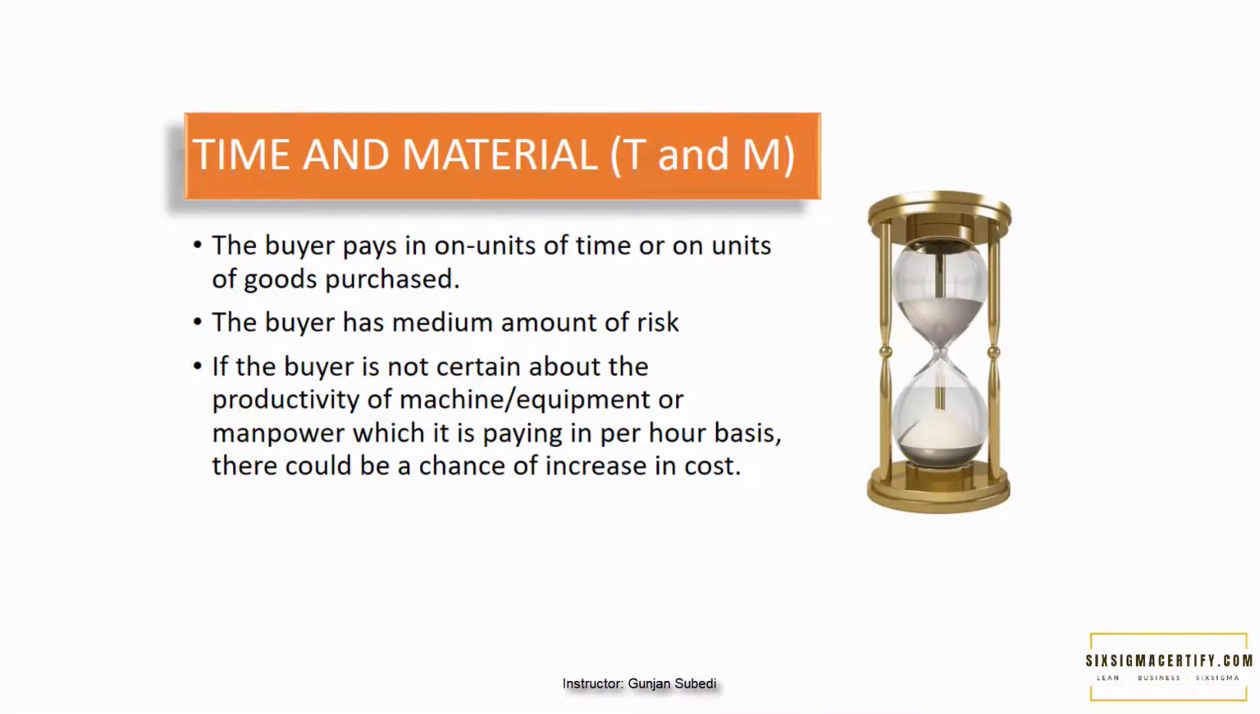Time and material, or T&M, contracts. In this type of contract, the buyer pays on units of time or on units of goods purchased. There is generally a time limit for the contract too. The buyer in this type of contract has a medium amount of risk. So how is there a risk to the buyer? If the buyer is not certain about the productivity of the machine, equipment or manpower which it is paying for on an hourly basis, there could be a chance of an increase in cost.